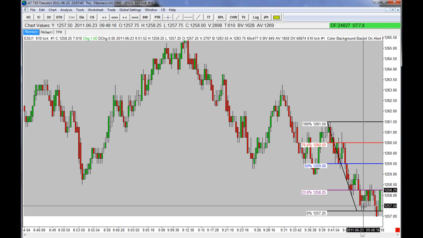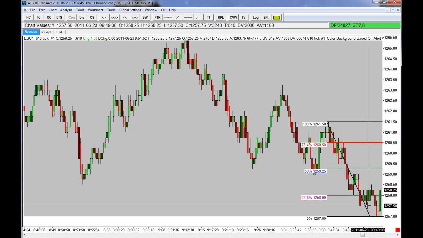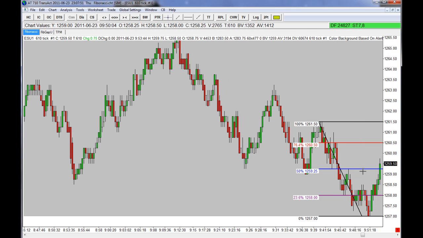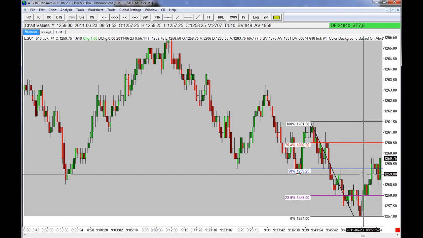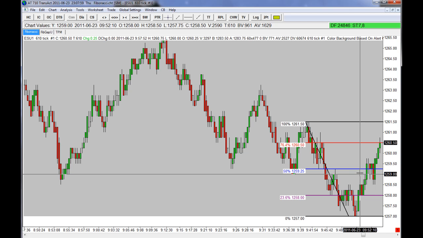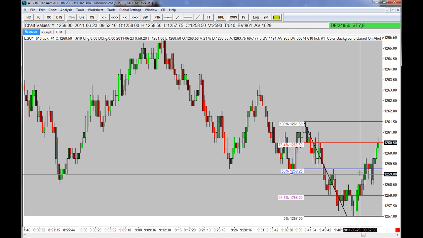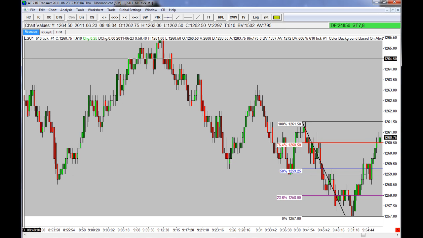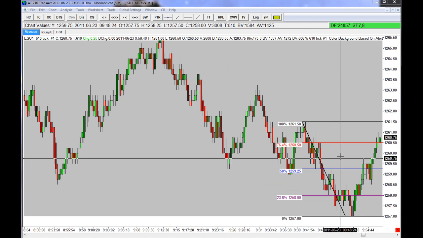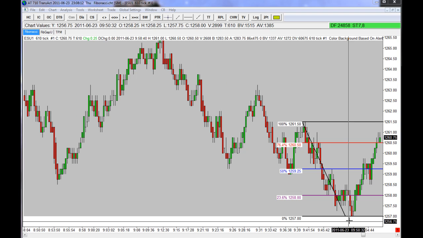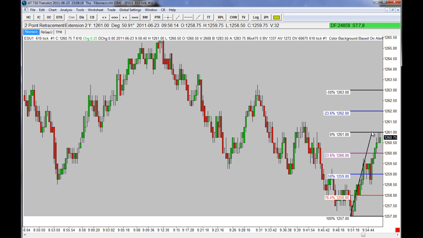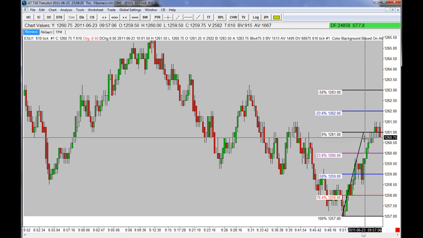Went back below the 0% level, back up to 23.6. Okay, I got filled here, and then I got stopped out here. So took a loss, 6 ticks, and I drew a fib in the opposite direction, which does meet the criteria.